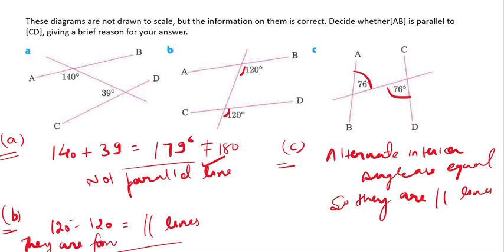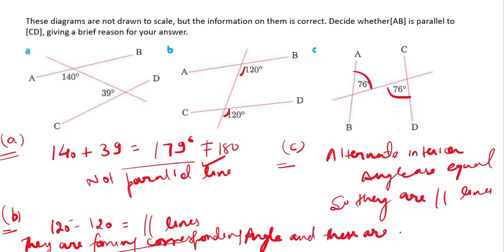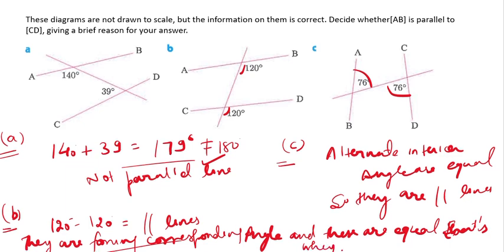In the B part you have to write they are forming corresponding angle, and these are equal, so they are the parallel line. That's why they are parallel lines. Okay, so this is all over for today's class.